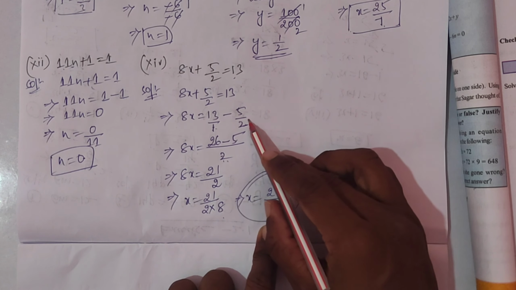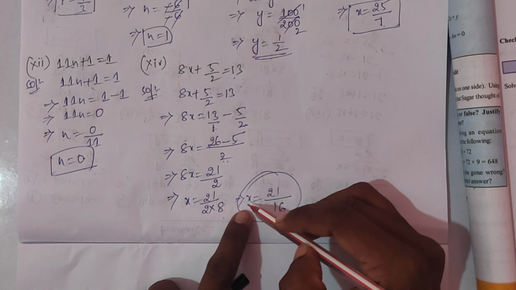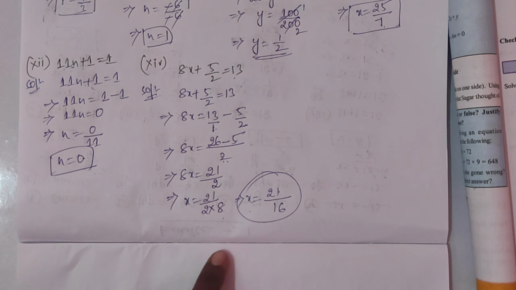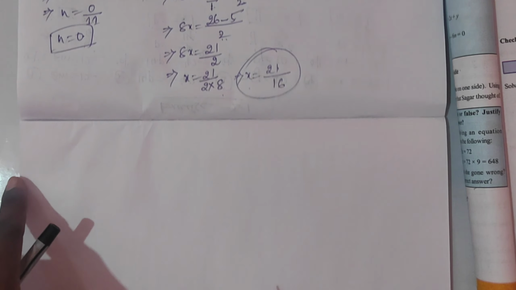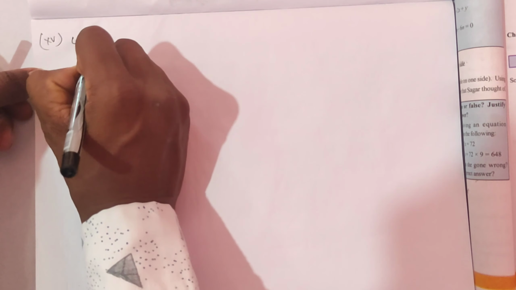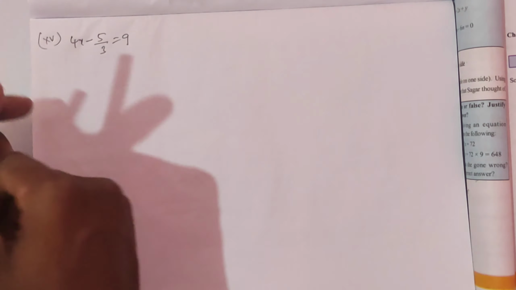So in fraction form, it is compulsory to consider the LCM, then transpose the multiplication to the RHS side, and you will get the answer as 21 by 16. Okay. Remaining 15, 16 also same. Listen carefully. Only two sums are there. 15 is what? 4x minus 5 by 3 is equal to 9.